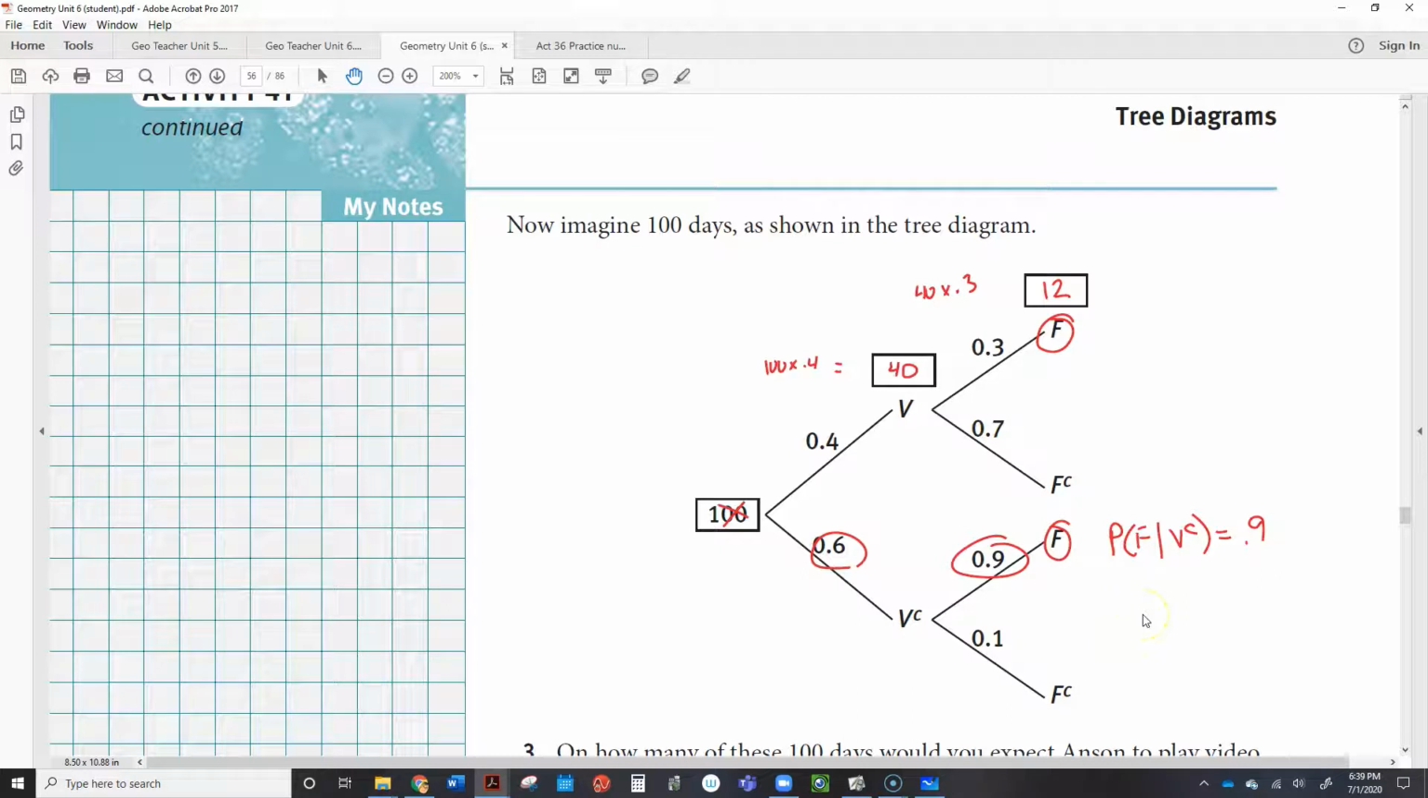Each one of these outcomes, this is the probability of F, but something's already happened, given V, that's 0.3. This is the probability of not F, but something's already happened, given V, that's 0.7. This is the probability of F, but something's already happened, given not V, and this right here is the probability of not F, not connecting with the friends, given that you did not play video games. That right there is 0.1. Okay, so each one of these things right here is the result of a conditional probability.